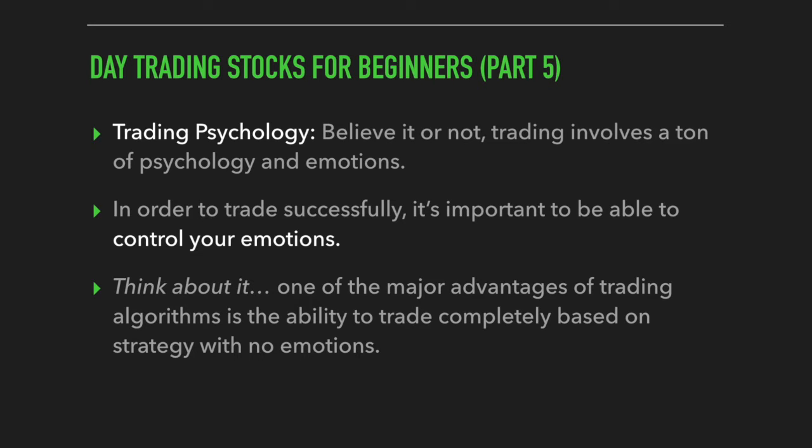Believe it or not, trading involves a ton of psychology and a ton of emotions. In order to trade successfully, it's important to be able to control your emotions and place your trades based solely on things like your strategy and your overall risk in the market. So if you think about it, one of the major advantages of trading algorithms is the ability to trade completely based on strategy with no emotions.